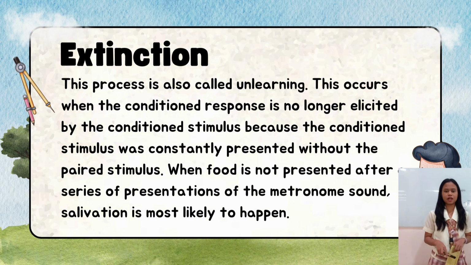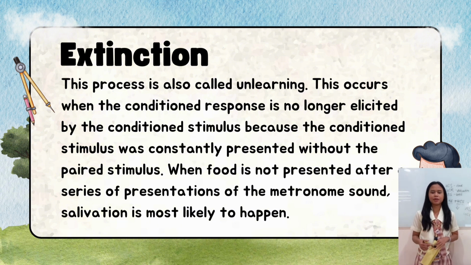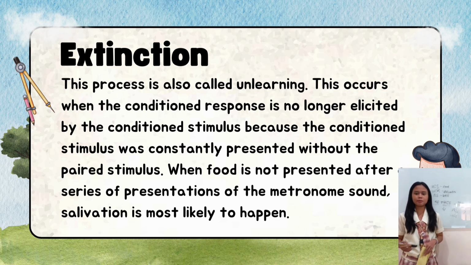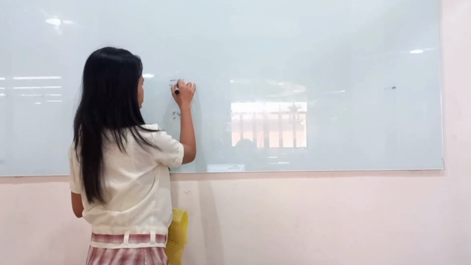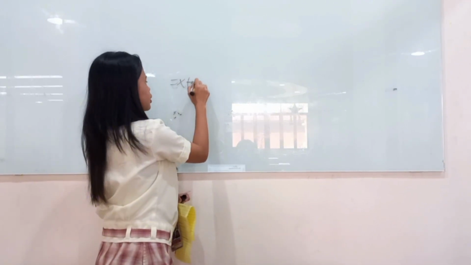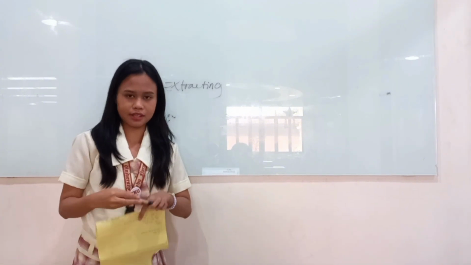This process is also called unlearning. This occurs when the conditioned response is no longer elicited by the conditioned stimulus because the conditioned stimulus was constantly presented without the unconditioned stimulus. When food is not presented after a series of presentations of the metronome sound, salivation is less likely to happen. Extinction means exit or extracting the one stimulus of the classical conditioning.